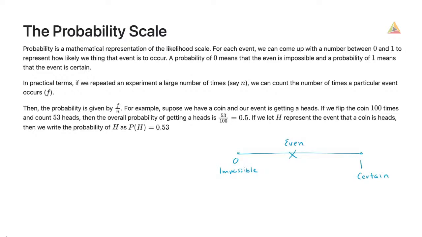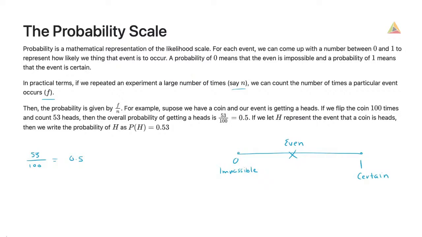So in practical terms, if we repeated an experiment a large number of times, say n number of times, we can count the number of times a particular event occurs, so f, the frequency. Then the probability is given by f divided by n. For example, suppose we have a coin and our event is getting a heads. If we flip the coin 100 times and we count 53 heads, then the overall probability of getting a heads is 53 out of 100. So if you flip a coin 100 times and you land on heads 53 times, that's the probability. And if you put that into the calculator, you'll get 0.53.